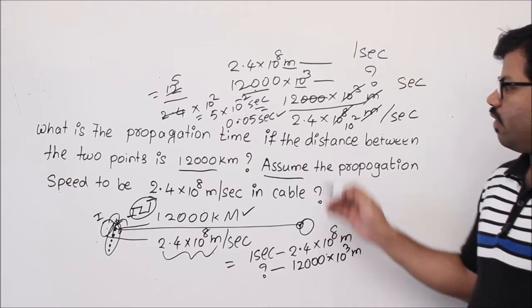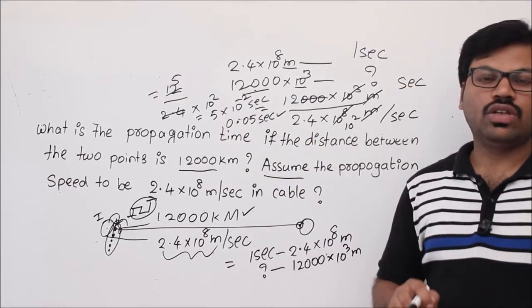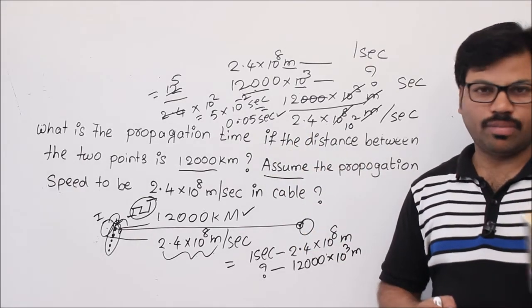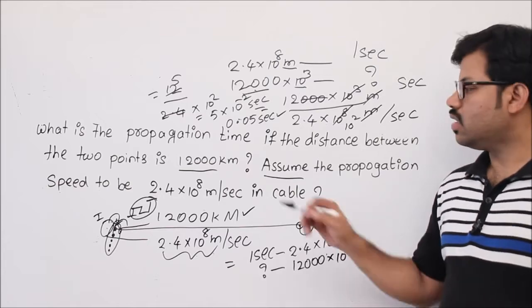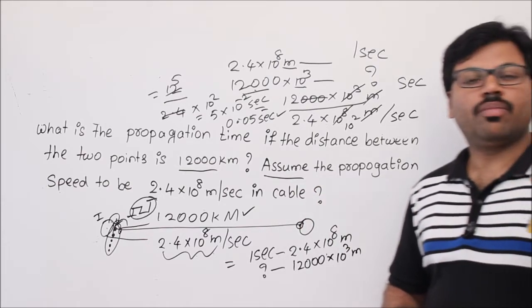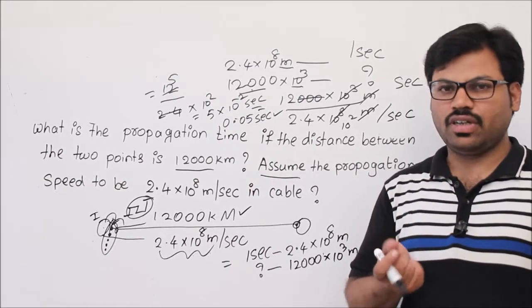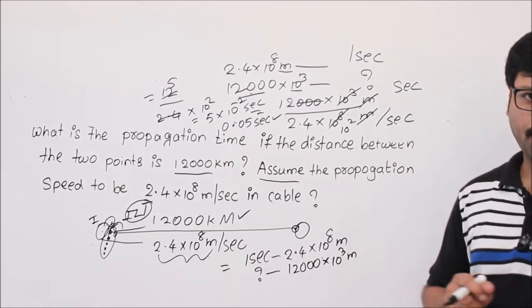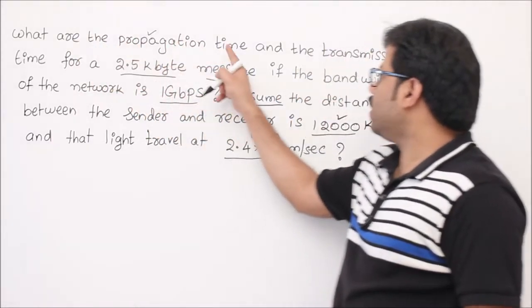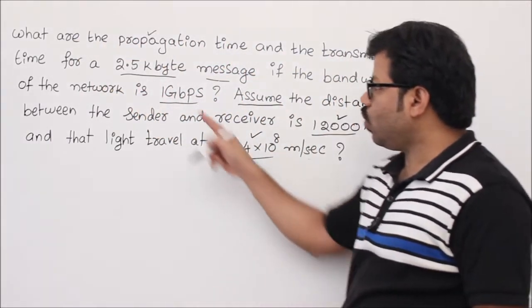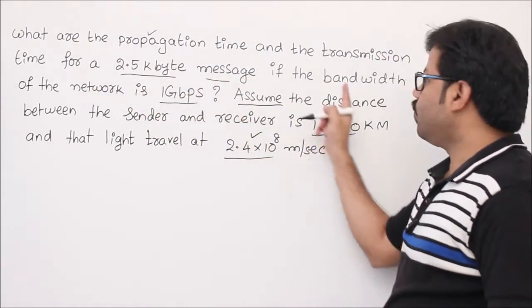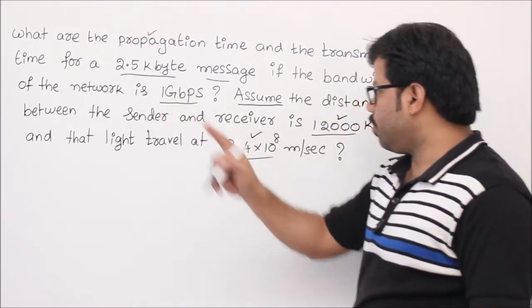Okay, so whenever you are calculating the propagation time, you don't need to know the length of the message or anything. You should know the signal speed. Your message is going to be converted into signals, right? Then if you know the speed of one such signal, we can find out the propagation time. See this problem: what are the propagation time and the transmission time for a 2.5 kilobyte message if the bandwidth of the network is 1 Gbps?